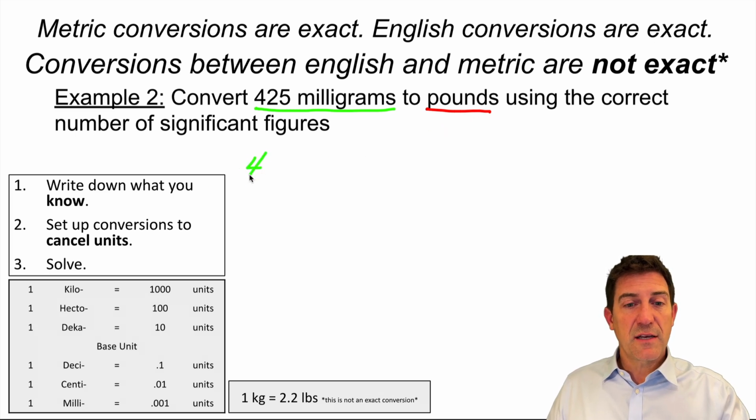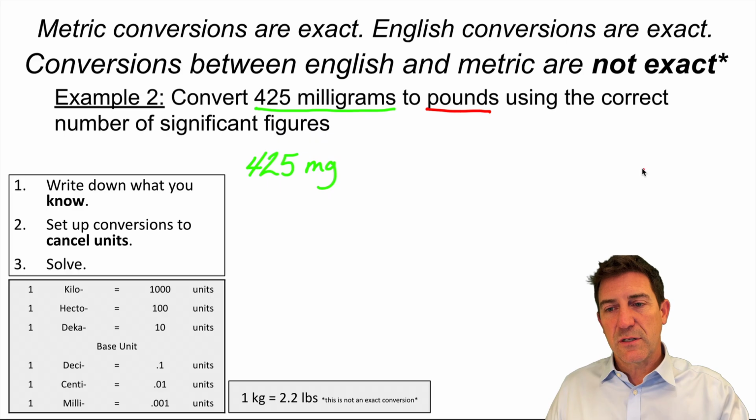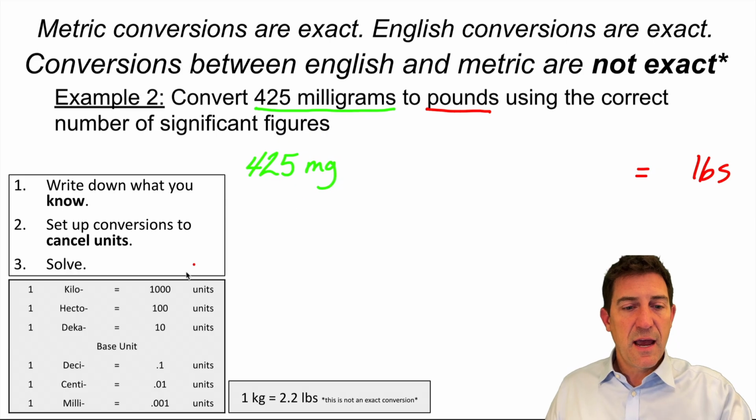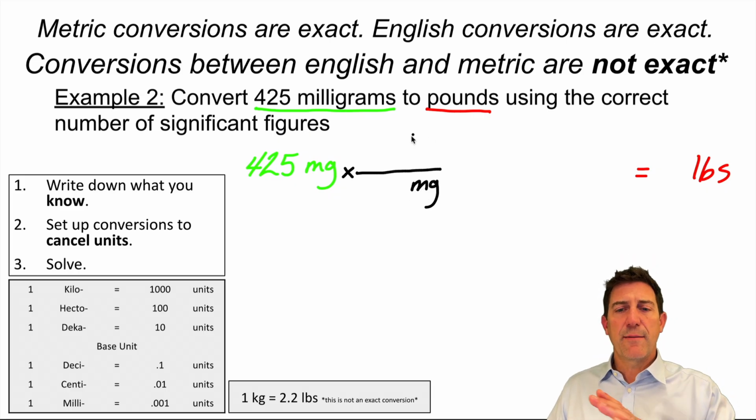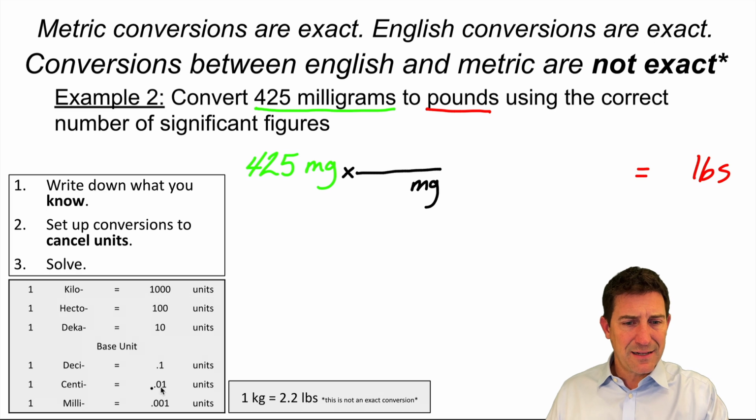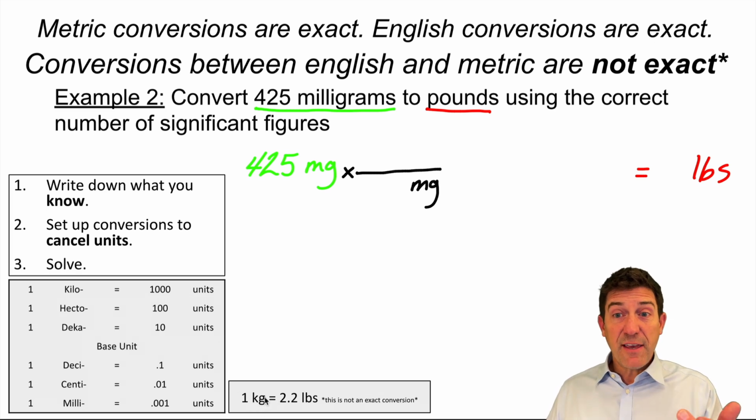Nothing changes about our process for dimensional analysis. We write out 425 milligrams, and then we need to do some conversions until we finally end up in pounds, which is LB or LBS. We set up conversions to cancel the units. So I don't want milligrams in my answer, which means I need to have milligrams down here, so they will cancel out. Then I say to myself, can I go from milligrams into pounds? Not that, but look, I've given you a relationship between pounds and kilograms, which means if I could turn milligrams into kilograms, I could then convert it into pounds because there's a relationship here.